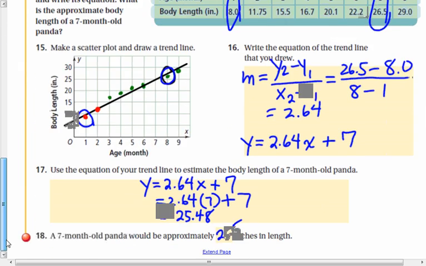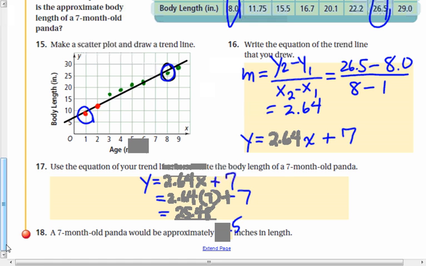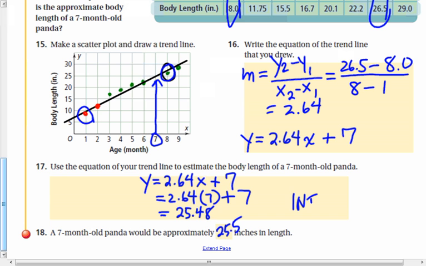And when we found this panda age, notice we were finding for 7 months, which was inside the data using our equation. And when you do that, that's called an interpolation. And that's generally considered to be a little more accurate when you're using data to find an answer within your data.